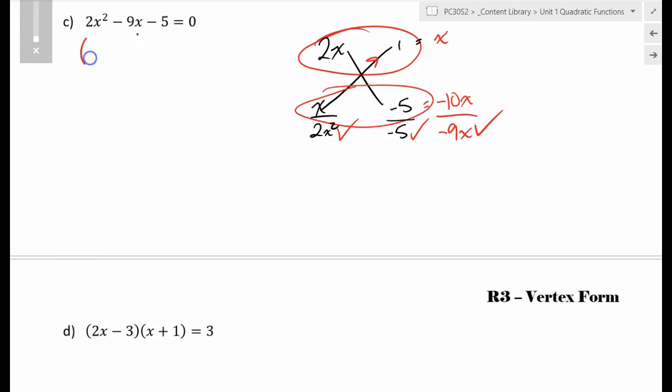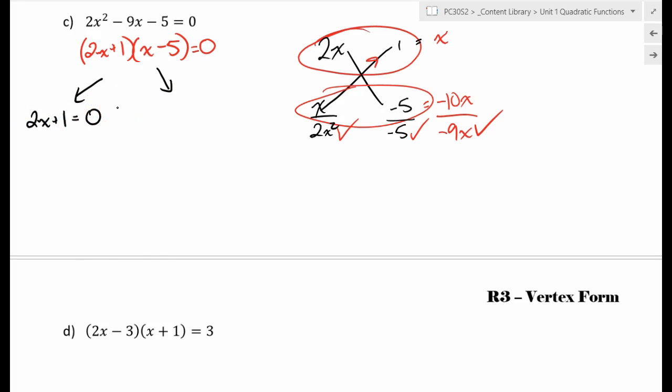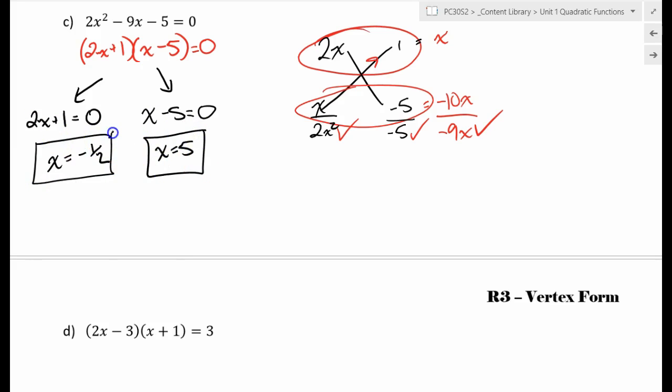So now I can break this down. 2x plus 1 and x minus 5 equals 0. Again, I have to split that then. So I've got 2x plus 1 must be 0, and or x minus 5 would have to be 0. In either case, I'm going to isolate x. Now, watch out here, I'm going to have to subtract 1, then divide by 2, so I've got -1/2. Over here, I've got x equals +5. So we can end up with fractions if we're dealing with complex trinomials.